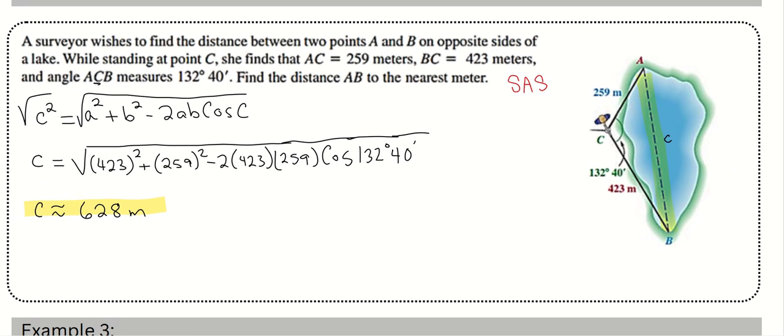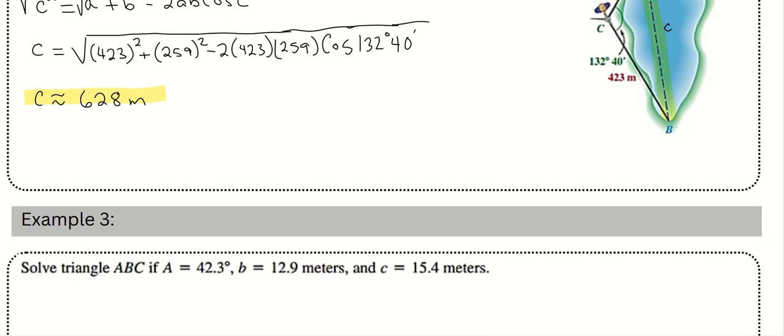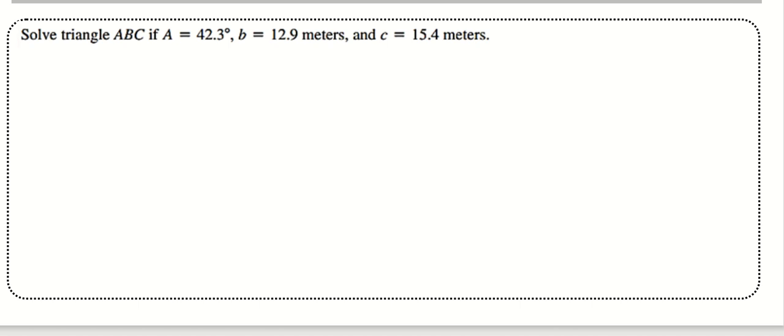That's example 2. In example 3, you'll see that we actually do have to solve for the triangle. So let's go ahead and see how that works out. So we're going to solve for triangle ABC. First thing we want to do is try to draw a triangle. Here is A, B, and C. Angle A happens to be 42.3 degrees.